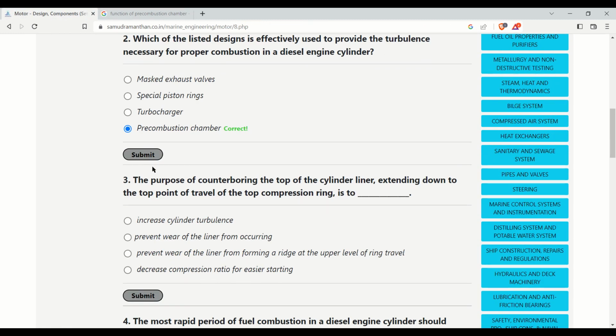The purpose of counterboring the top of the cylinder liner extending down the top points of travel of the top compression ring is to, and the options are increase cylinder turbulence, prevent wear of the liner from occurring, prevent wear of the liner from forming a ridge at the upper level of ring travel, decrease compression ratio for easier starting. And the correct answer should be prevent wear of the liner from forming a ridge at the upper level of ring travel.